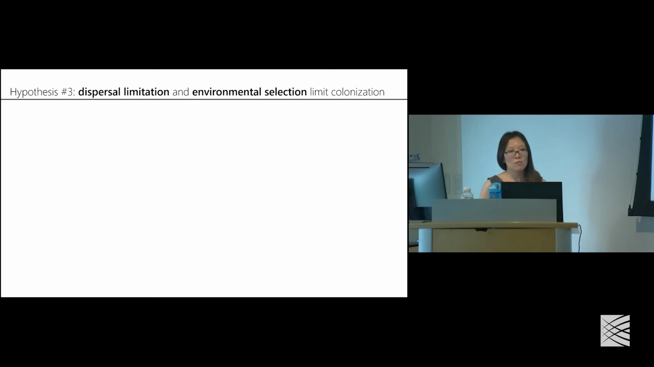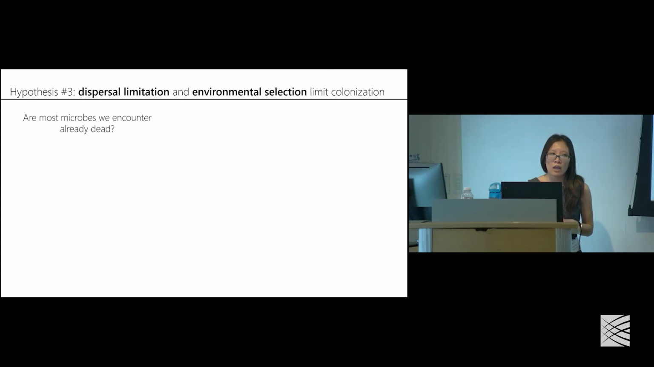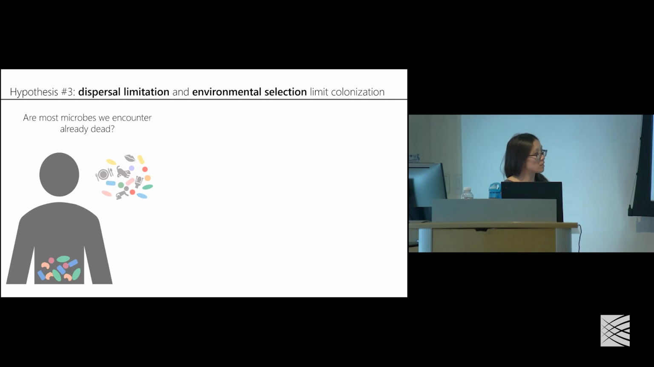All right. Another hypothesis to consider is the extent to which dispersal limitation and environmental selection limit colonization. Another way of framing this more simply is, are most microbes we encounter already dead? I think very few people would dispute that we encounter microbes all the time, but it might be that through the filter of environmental selection, the number of live microbes that reach the gut is actually quite low. There's reasons to think this.